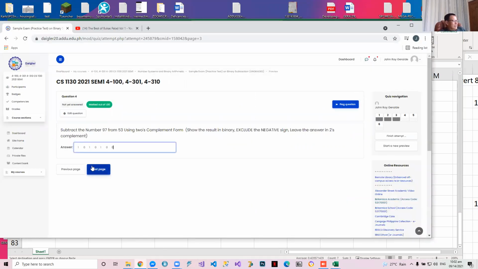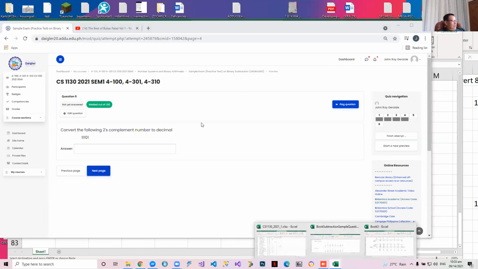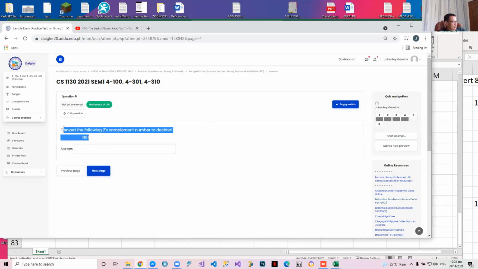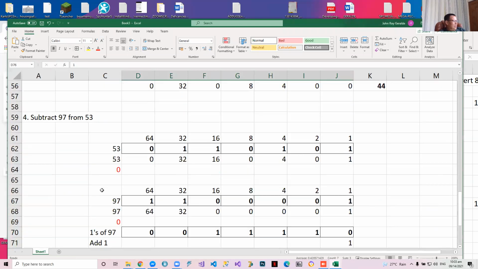Okay, so we'll just copy this and then remove the blank spaces. Convert the following 2's complement number to decimal. These last two things, no? Convert this to decimal. But we have another test to answer. 11101. Which number is this? This is now number 5.